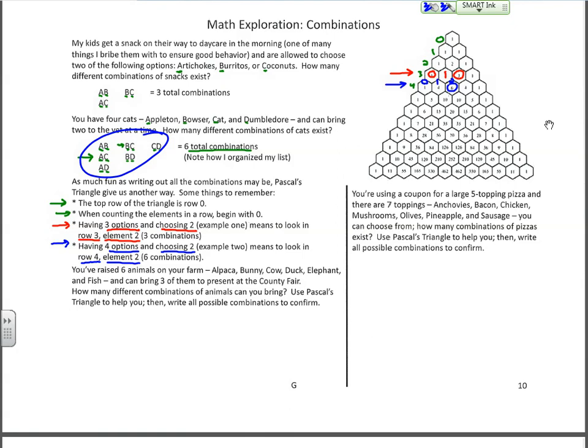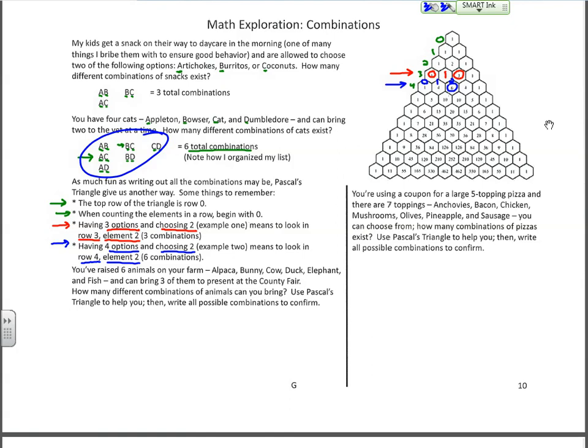You've raised 6 animals on your farm: an alpaca, a bunny, a cow, a duck, an elephant, and a fish, and can bring 3 of them to present at the county fair. How many different combinations of animals can you bring? Use Pascal's triangle to help you, then write all possible combinations to confirm.